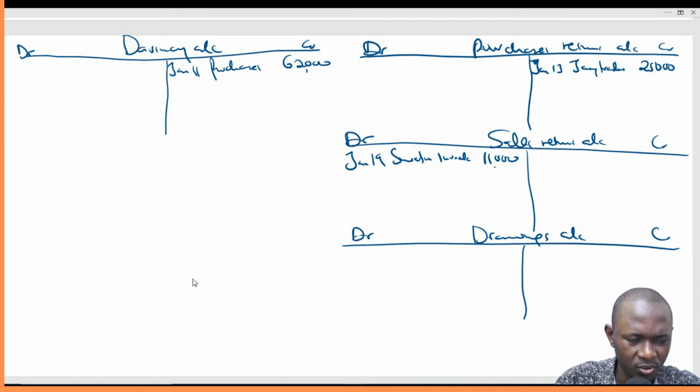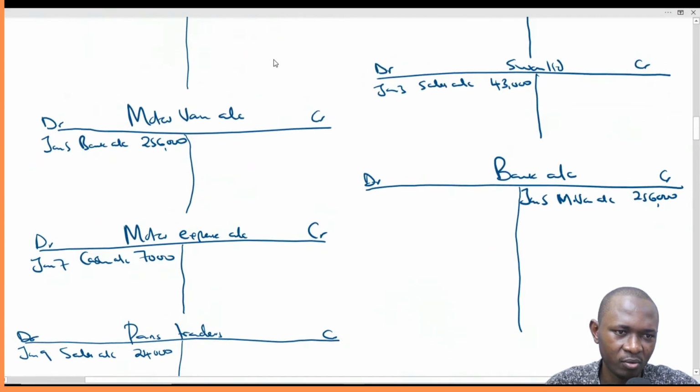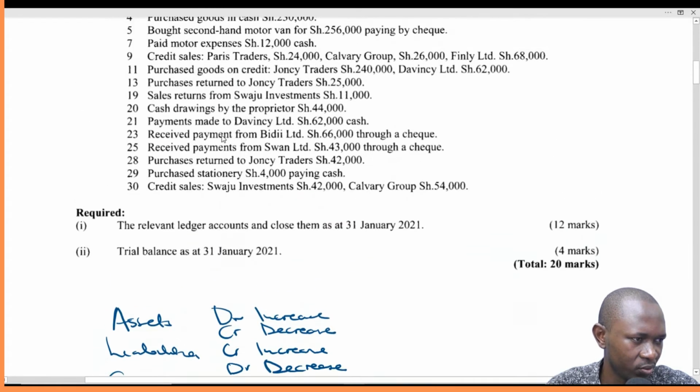Money is getting out of the business. So we say January 20th, cash account. How much? 44,000 shillings. You can see it's on the debit side, and we've credited cash to show that money is leaving our cash account.